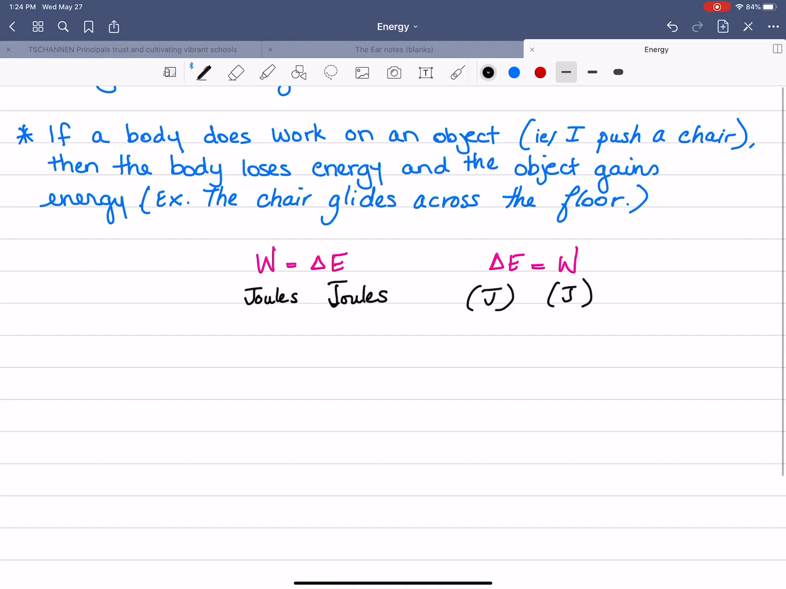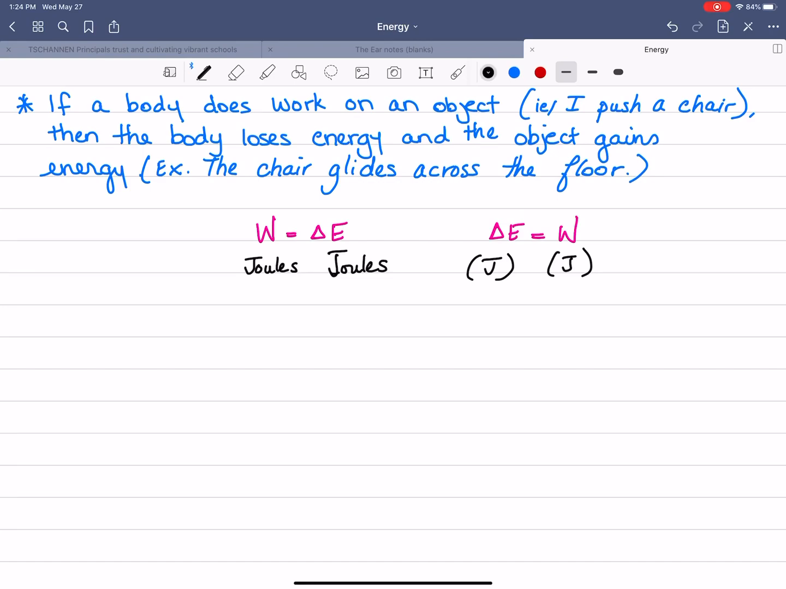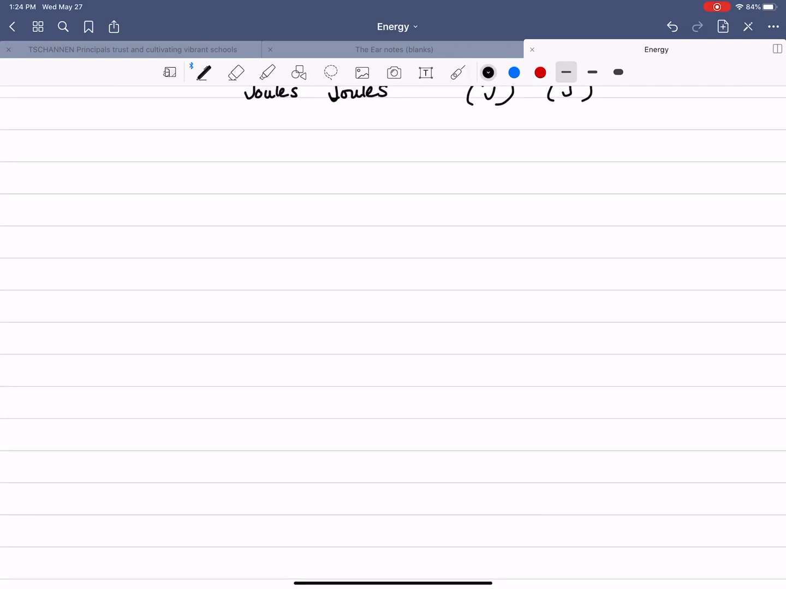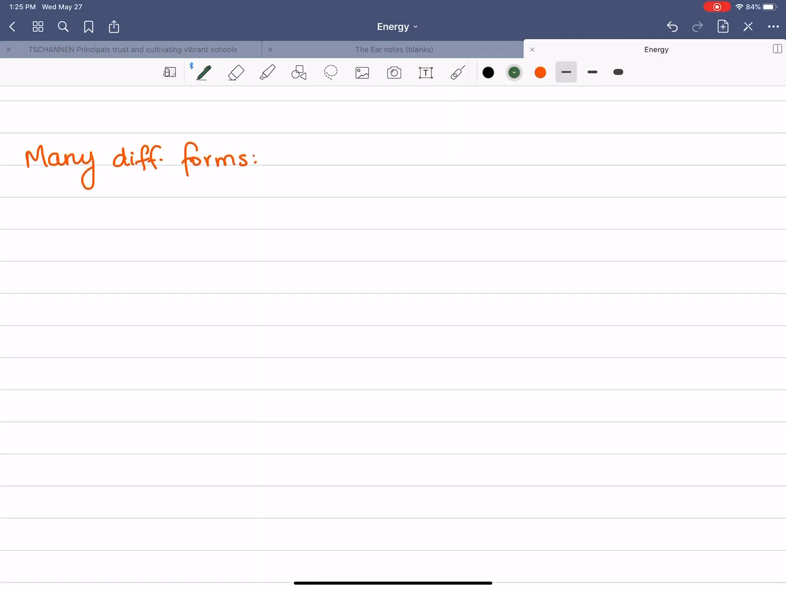So for that then, we're going to be able to use some formulas and do some calculations in just about a second. But the first thing I want to do is look at different kinds of energy, because if we're going to be discussing energy, we have to see that there are many different forms of it. So for example, chemical energy. Chemical energy can also be called chemical potential energy.